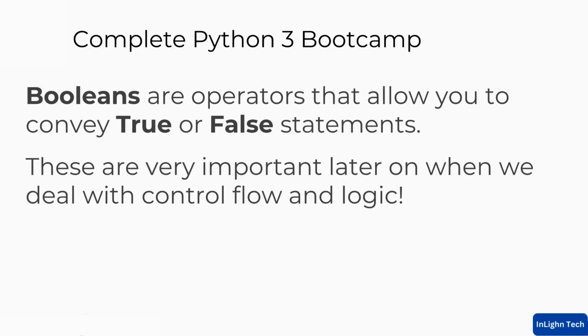Booleans, in case you're unfamiliar with this term, is basically a term used for operators that convey either true or false statements. These are really important later on when we deal with control flow and logic, because lots of times we want to check if a certain condition has happened. In other words, if a certain condition is true in order to execute some code. For example, you may want to check, hey, is my pool empty? If that is true, then go ahead and turn on the water to fill up the pool, or other things of that nature. So that's why Booleans are really important.